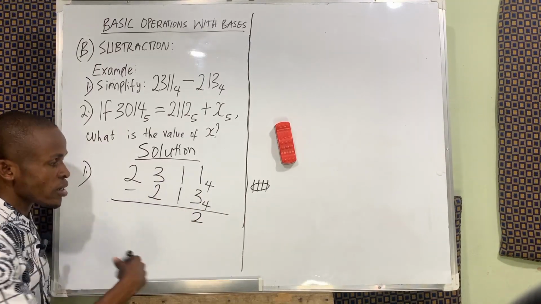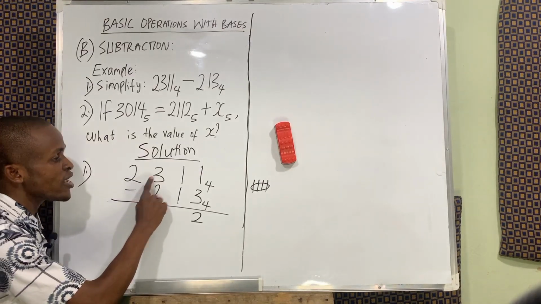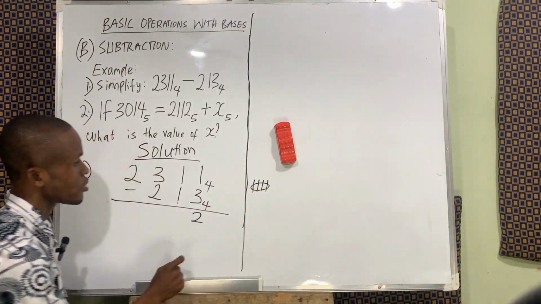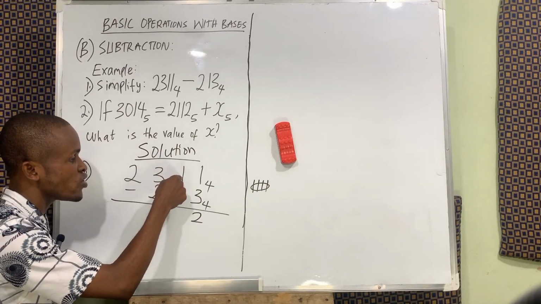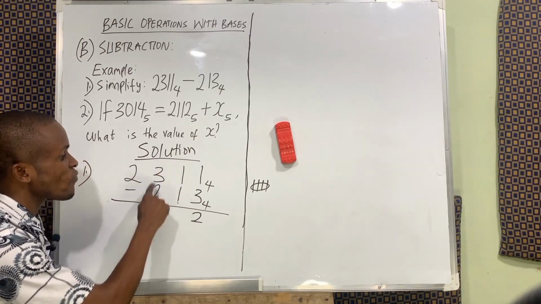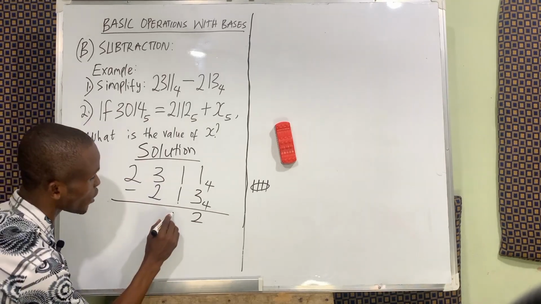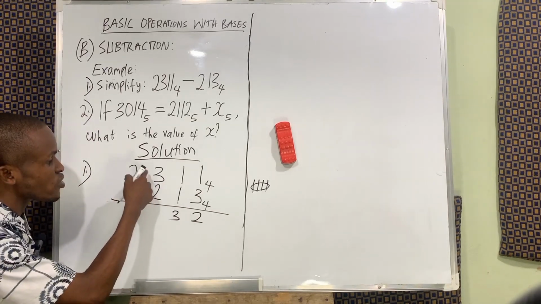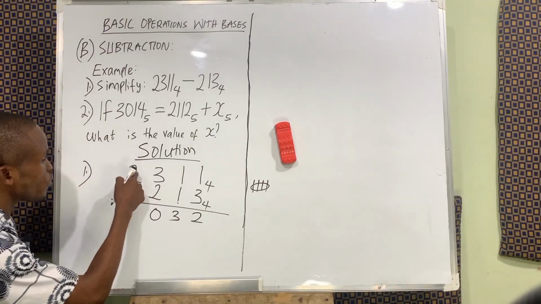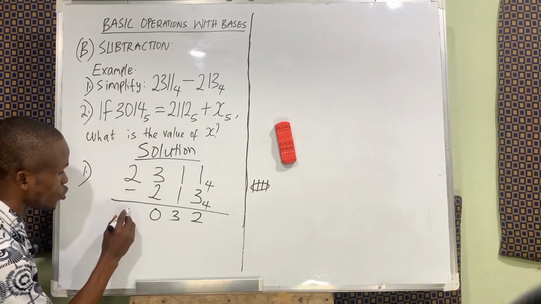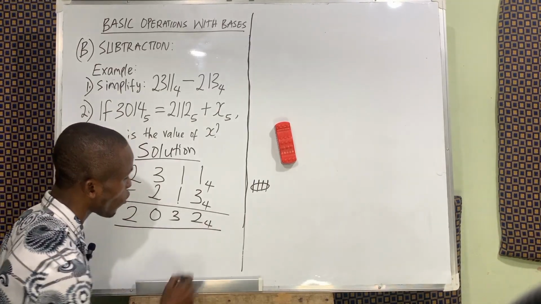0 minus 1 cannot. So what do we do? Come here and borrow 1. That one we're borrowing is like saying 1 whole of 4. So what's left here is 2. That 1 whole of 4 is added to this 0 that was left here. So 4 plus 0 is 4, and 4 minus 1 gives us 3. Now what's left here is 2. 2 minus 2 is 0. And 2 is already here, so we bring down 2. So the value becomes 2032 in base 4.